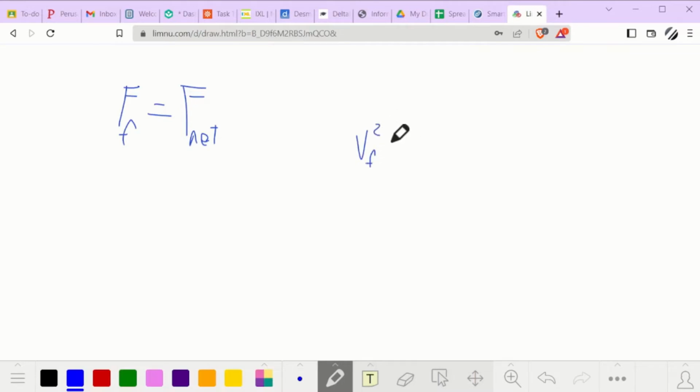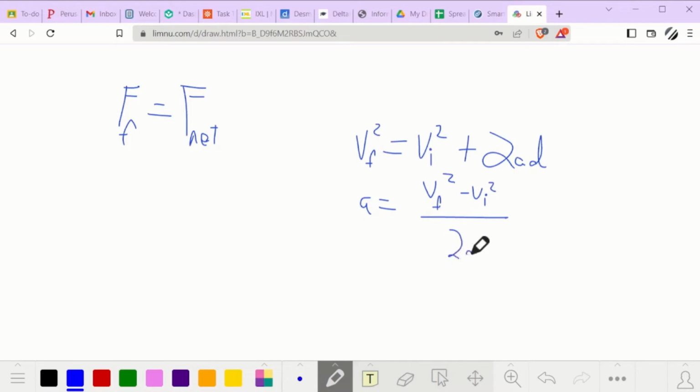So we can use vf squared equals vi squared plus 2ad. Our vf is known, our vi is known. So our acceleration is vf squared minus vi squared over 2d. So our mu times the normal force for the friction equals m times vf squared minus vi squared over 2d. The m's will cancel.